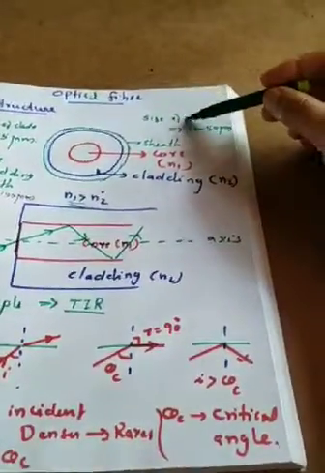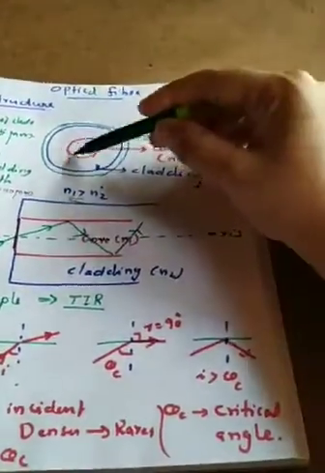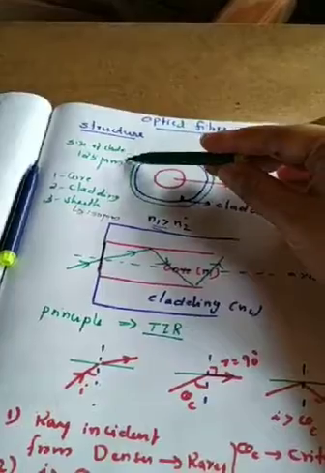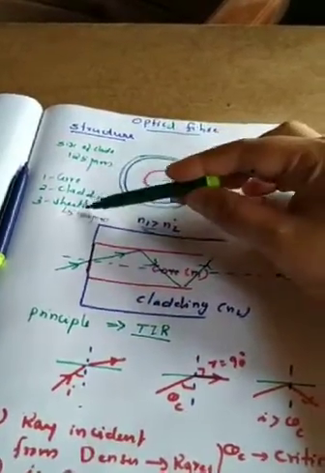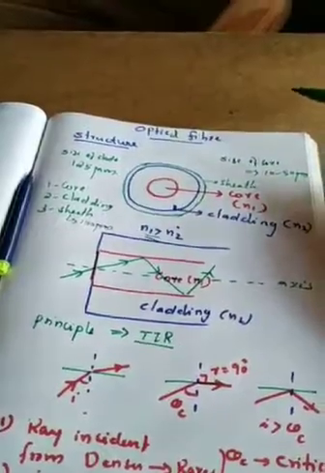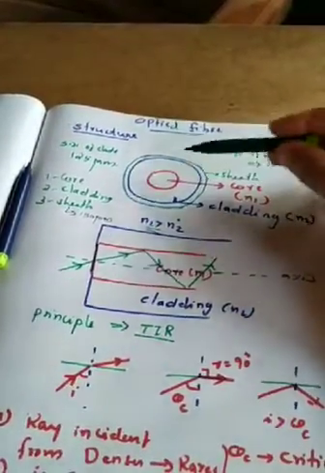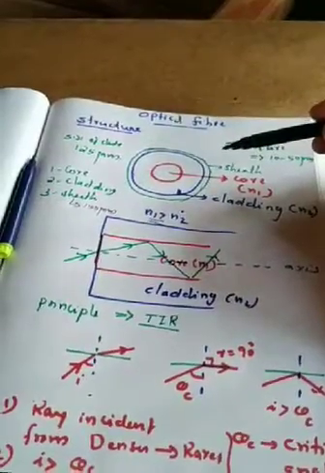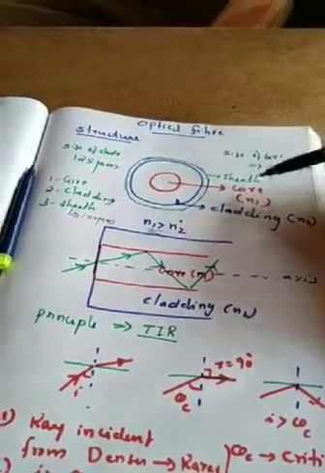Now we explain the size of the core. Size of the core means the diameter of the core, which is about 10 to 50 micrometer. Size of the cladding is about 125 micrometer, and size of the sheath is about 150 micrometer. This is a very small size, like a long, thin, hair-like cylindrical structure. Okay, these are the parts.